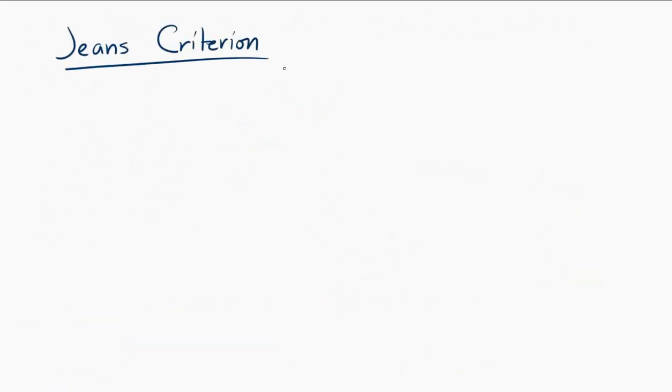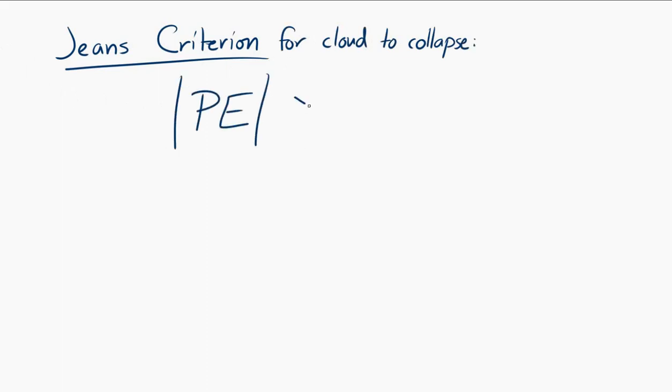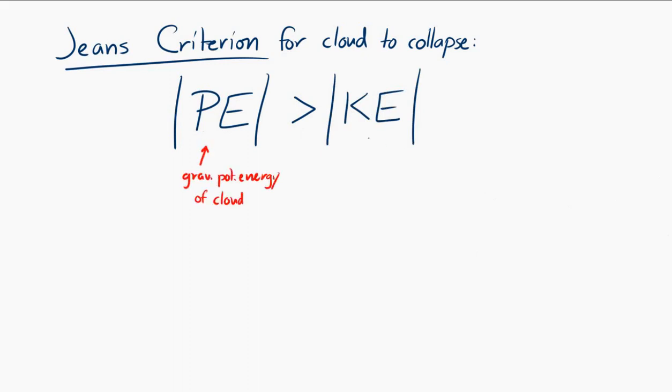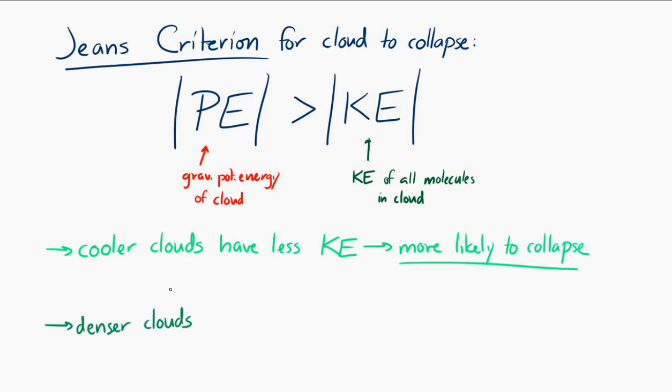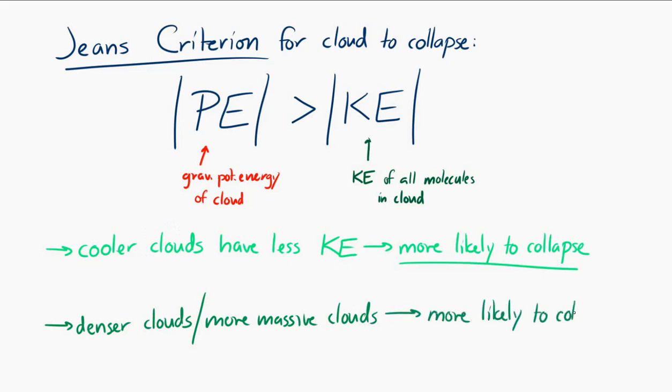The Jeans criterion for a collapse is that the absolute value of the gravitational potential energy of the cloud has to be bigger than the absolute value of the kinetic energy. In other words, the potential energy has to beat the kinetic energy of the cloud. And if we look at this, this tells us that cooler clouds, which have less kinetic energy, are more likely to collapse. Also, denser, more massive clouds are more likely to collapse because denser, more massive clouds have greater gravitational potential energy.